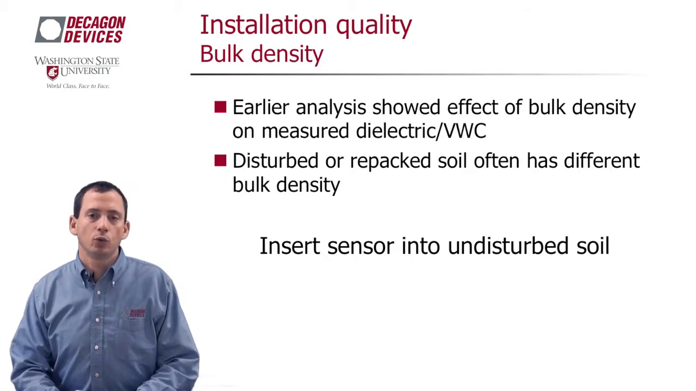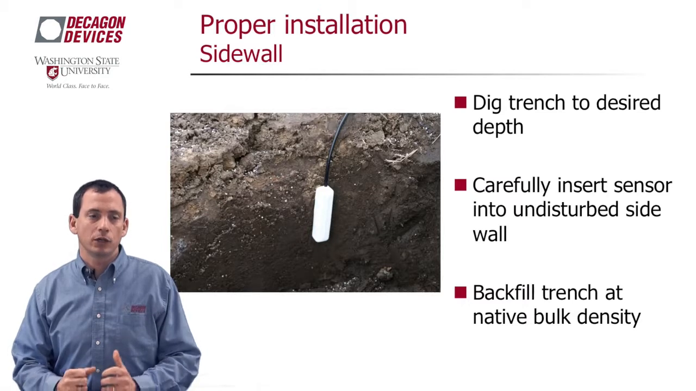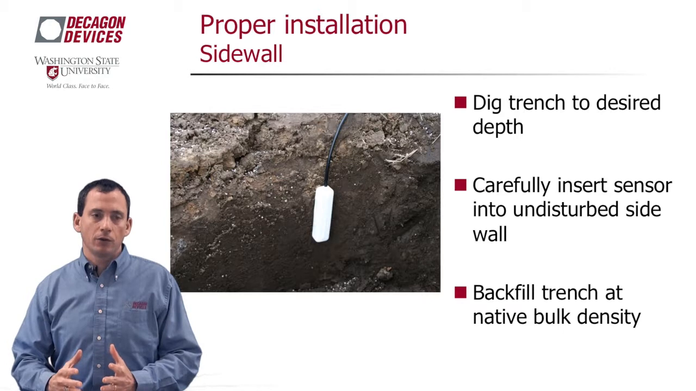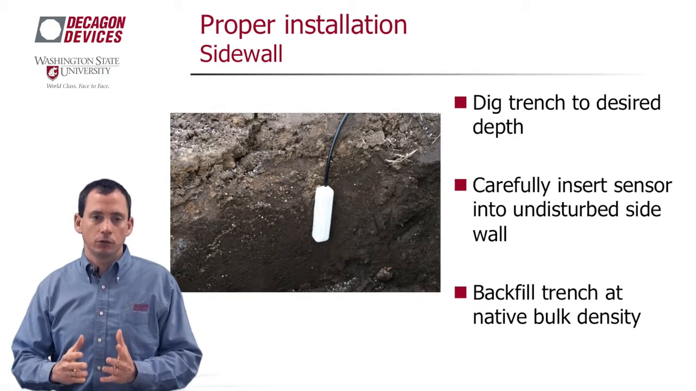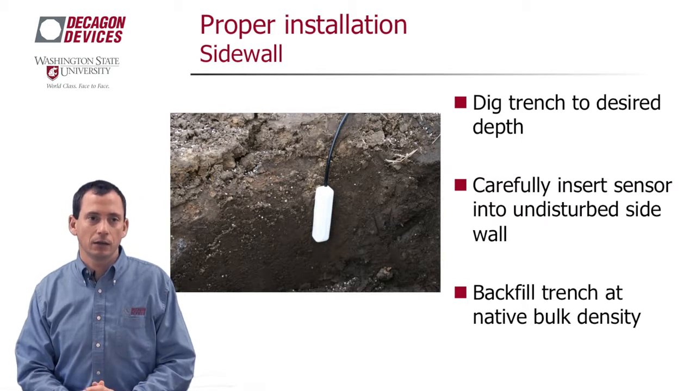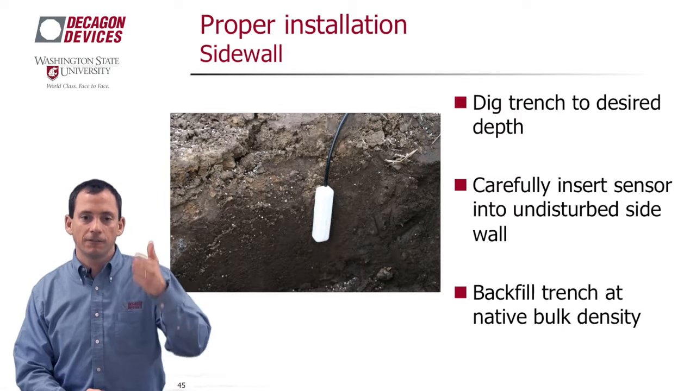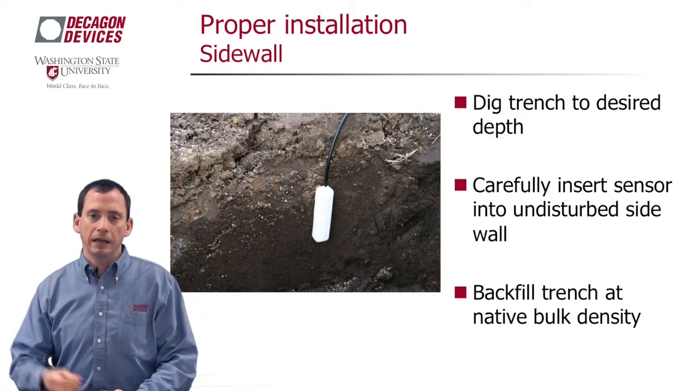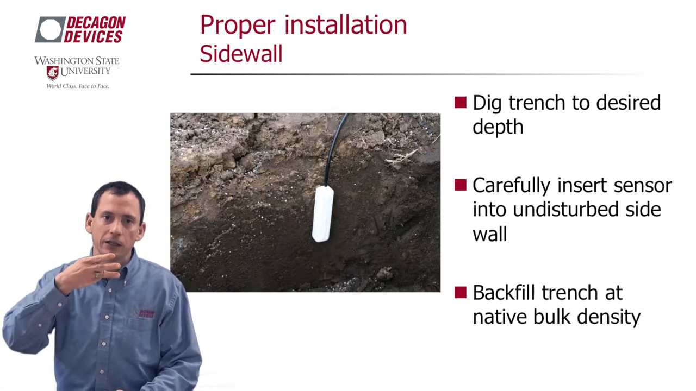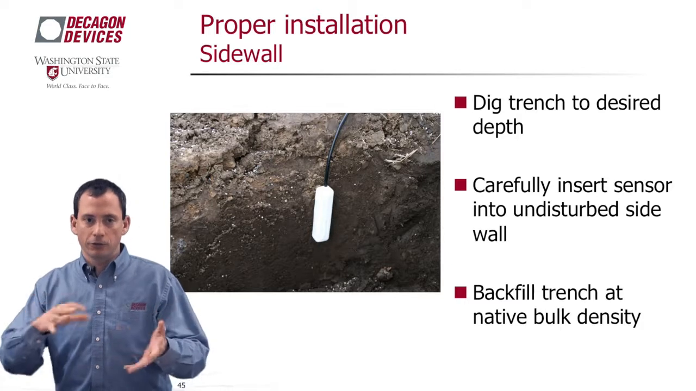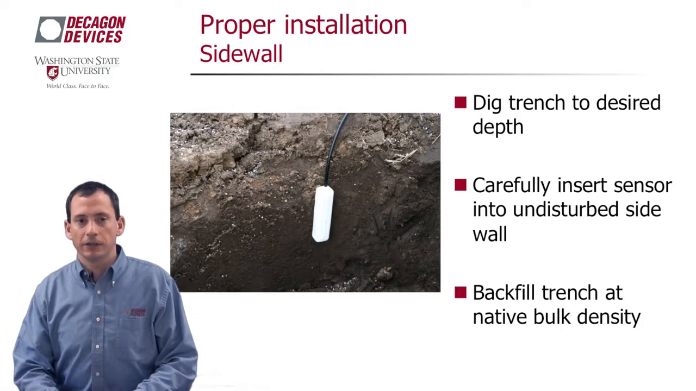So there are really two main methods that you can use to install the sensors into undisturbed soil. With the first of those, you would do what's called a sidewall installation. With this technique, you would dig a pit or a trench in the soil, smooth off a face so you have a nice smooth face of undisturbed soil, and insert that sensor carefully into the undisturbed soil in the sidewall. Then you would backfill the trench, of course, and try and maintain the native bulk density.